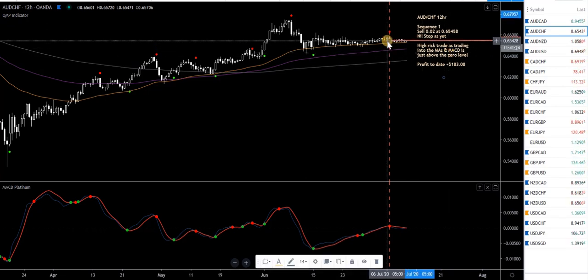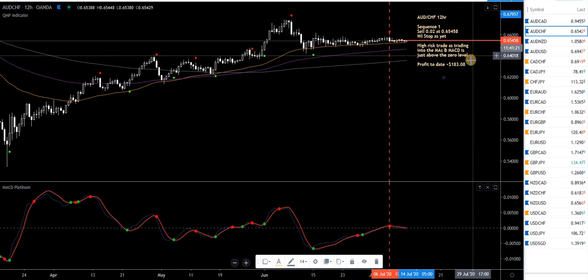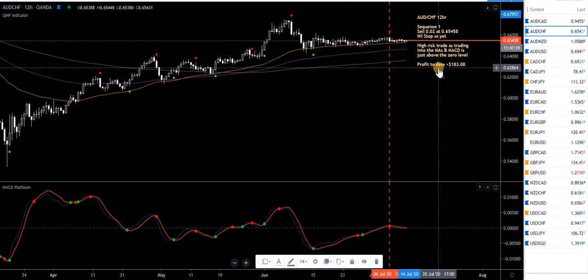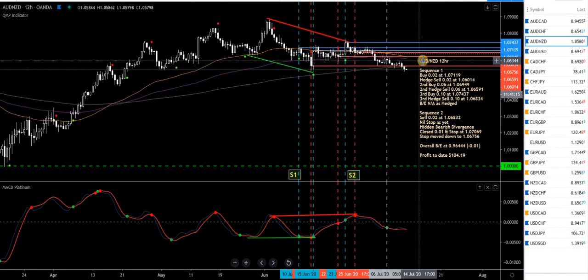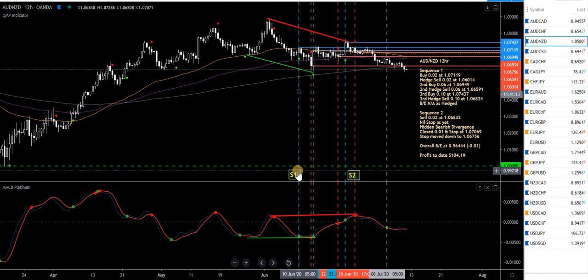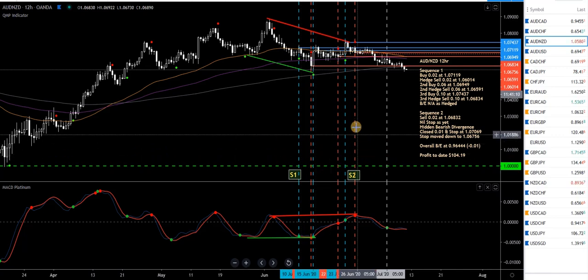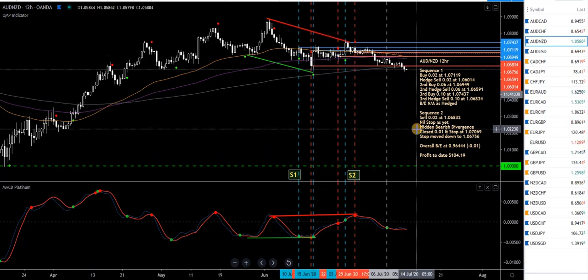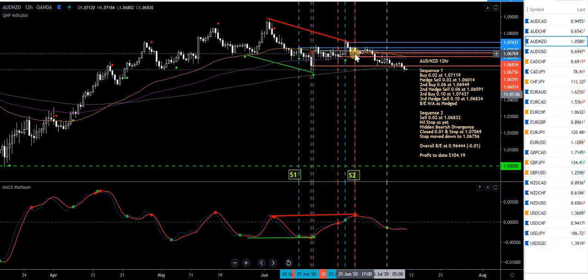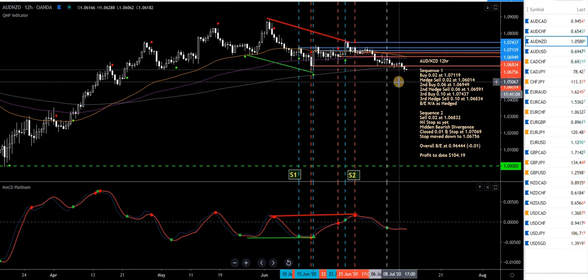So Aus-Swiss took a sell. You can read my notes here, high risk, nothing doing. So, yeah, boring. Aus-New Zealand, two sequences, sequence 1, sequence 2. Sequence 2 is actually this one in here. It's already got a stop in place, can't lose on that.